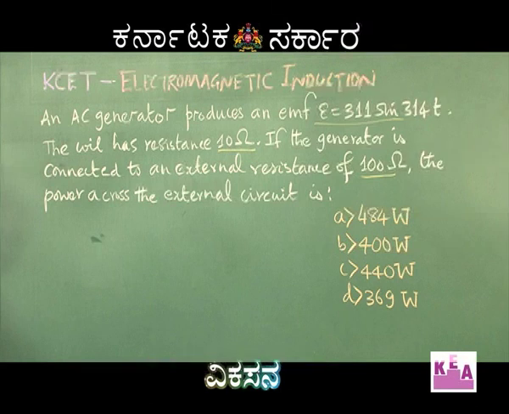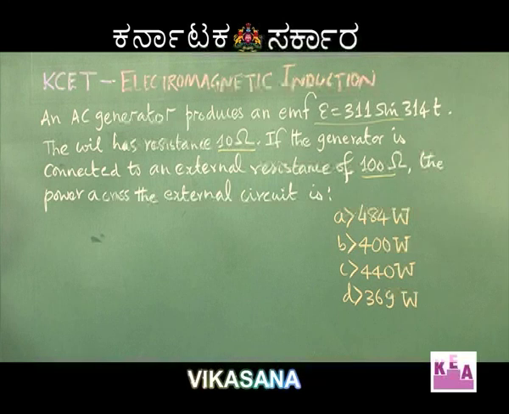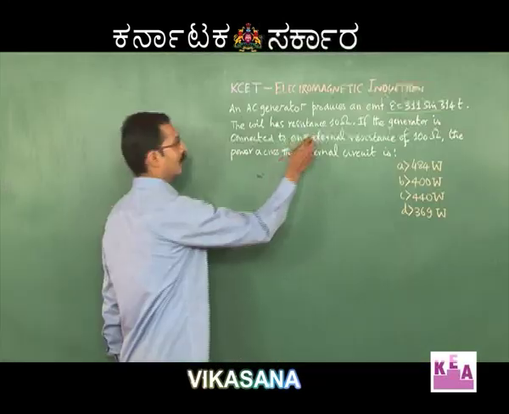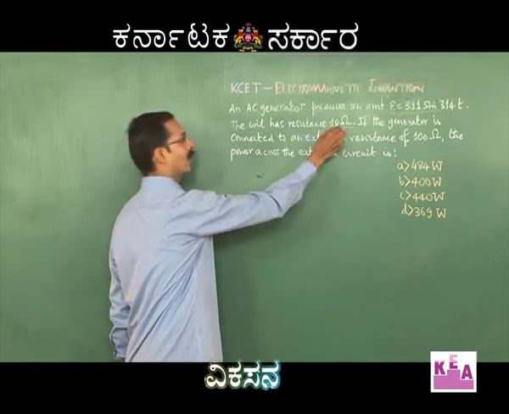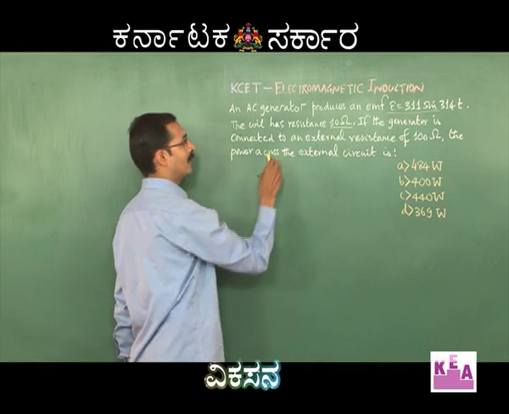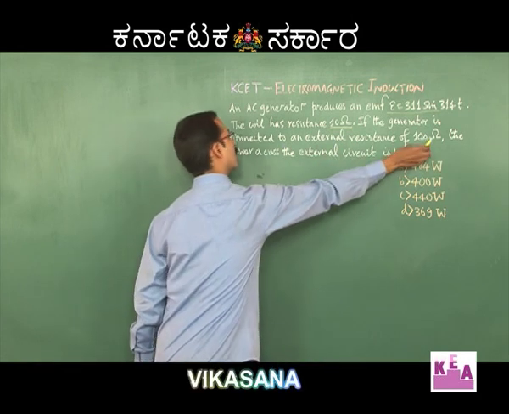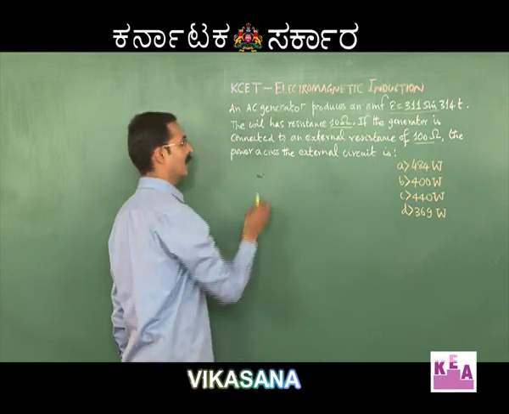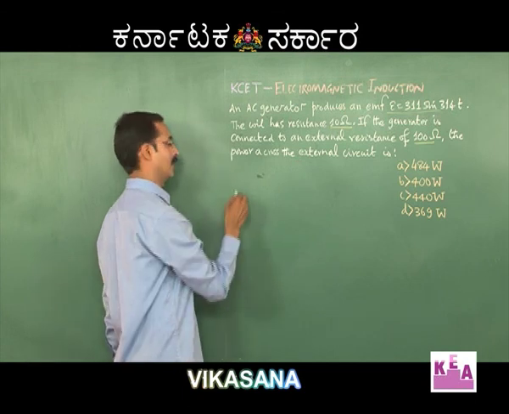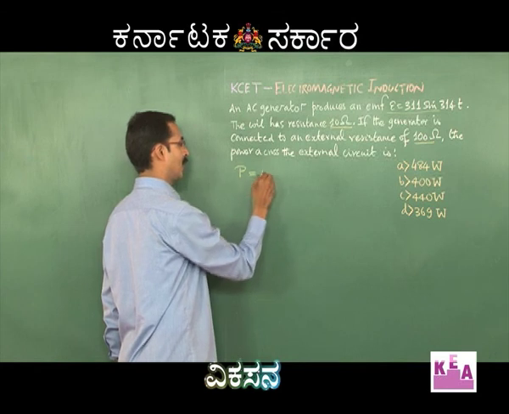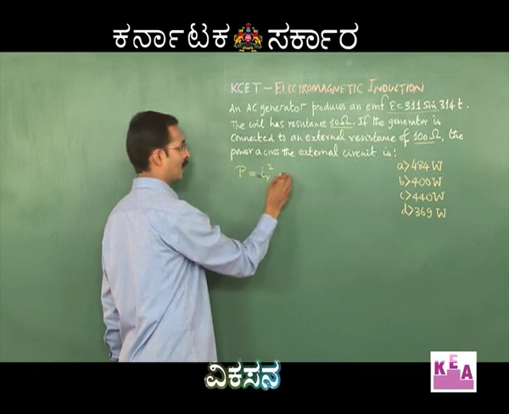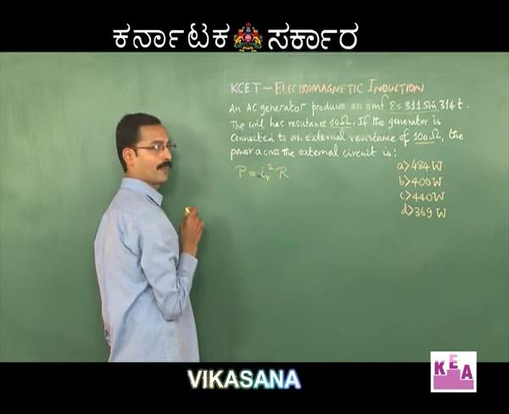The EMF produced by the generator is given, that's 311 sin 314t. The AC generator itself has some resistance, that's 10 ohm, that's equivalent to internal resistance. Generator is connected to an external resistance of 100 ohm, that's external resistance. I have to calculate the power across the external circuit. Power in the external circuit is equal to I RMS whole square into external resistance.